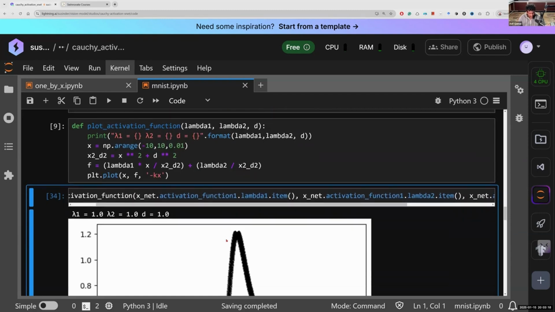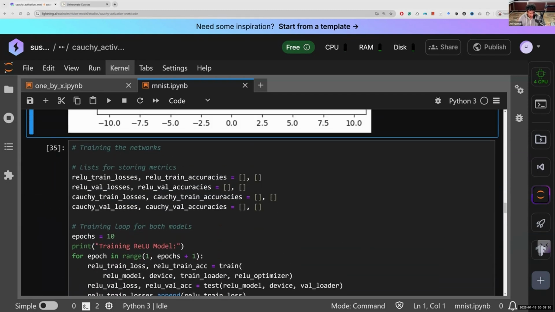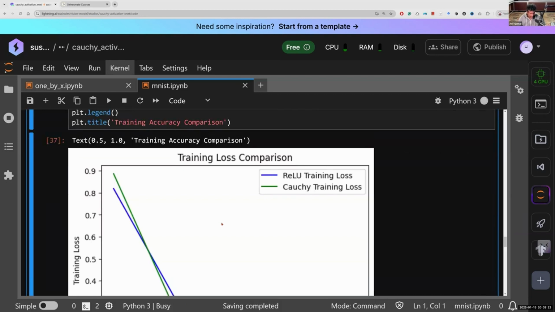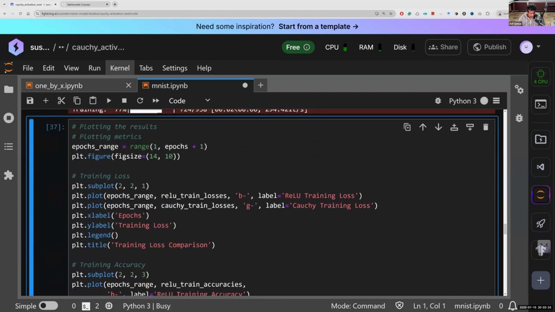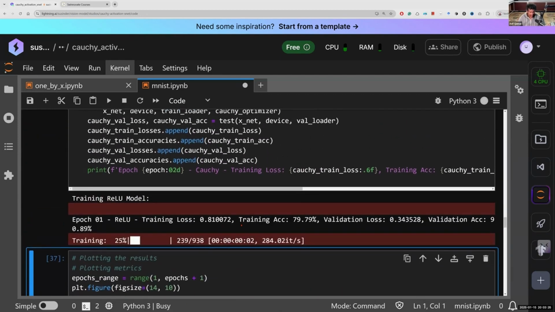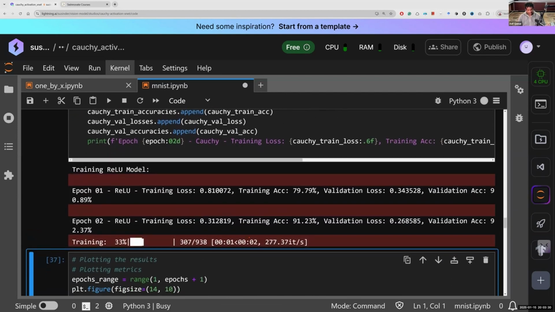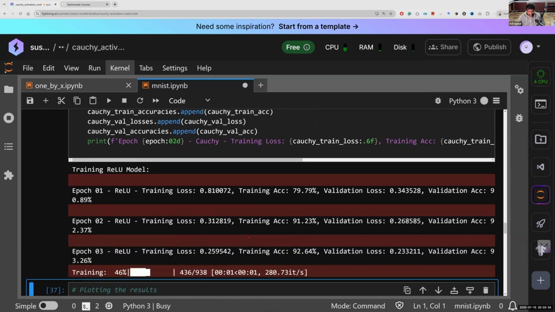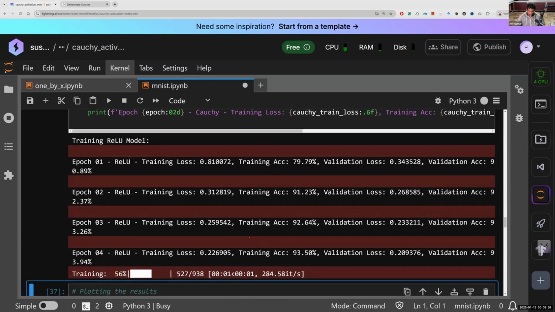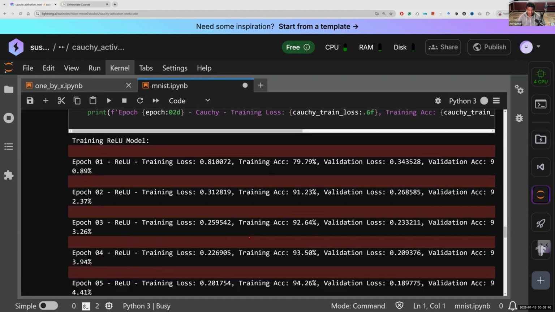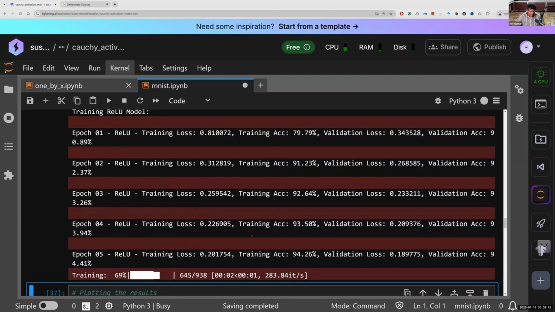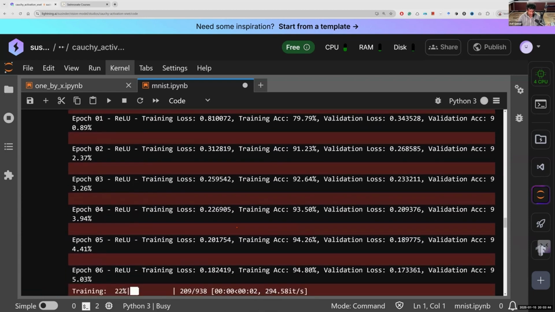Okay, so this is how the activation function looks before training. Now we're going to do the training. So it's running the training now, and we can see how this progresses. At the end of 10 epochs, we can compare how ReLU performed, and then over the same 10 epochs, we can see how the XNet performs.